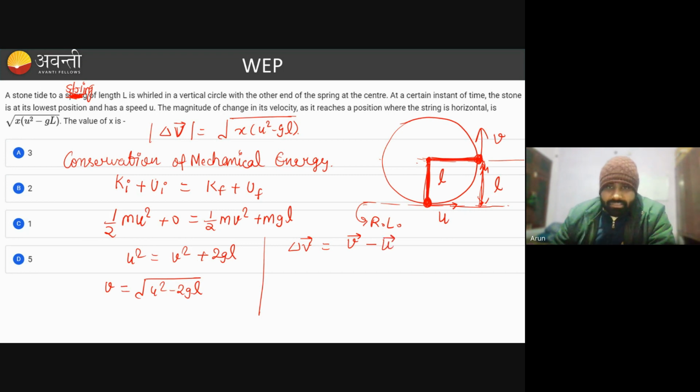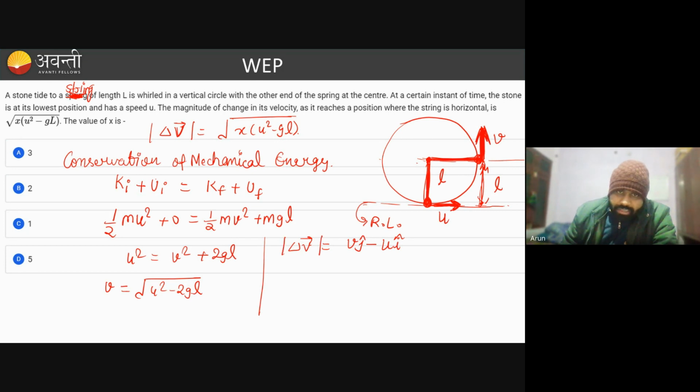Now, this is the speed given to us. We are converting it into velocity, so we need the direction also. At the lowest position, the direction of velocity is horizontal, and we know that the unit vector in the horizontal direction is i cap. So instead of u vector, you can put it as u i cap. And instead of v vector, you can put v j cap, because it is in the vertical direction, and the unit direction vector in the vertical direction is j cap.